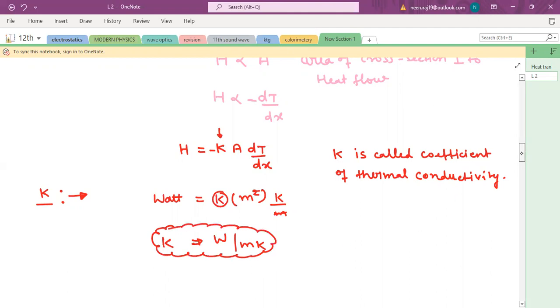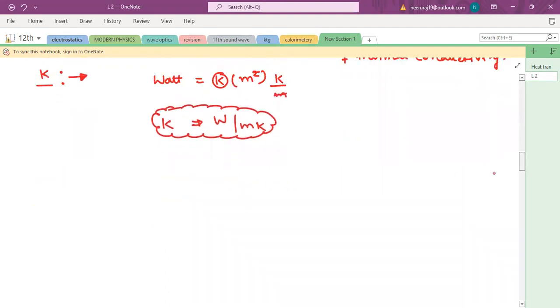Now one question based on K. Very simple question. Suppose you have two rods. One is made of wood. The other one is made of iron.